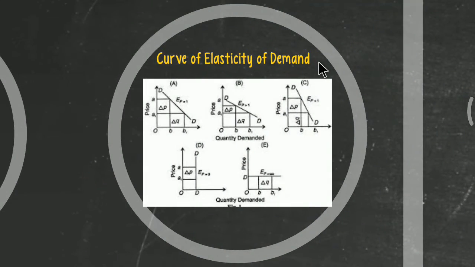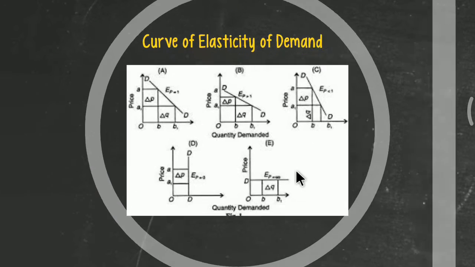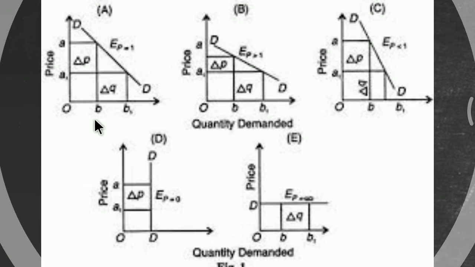Now we go to the curves of elasticity of demand. We can see in curve A, when the elasticity is equal to 1, that means unitary, or the line is not sloped or not steep. Now we go to curve B, when the elasticity is more than 1, that means elastic, and we can see the line is sloping. In curve C, when the elasticity is less than 1, that means inelastic, or the line of the curve is steep.